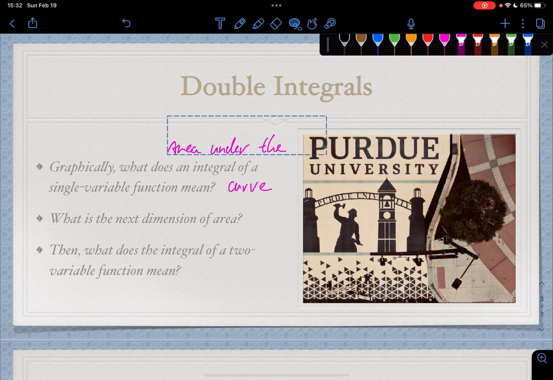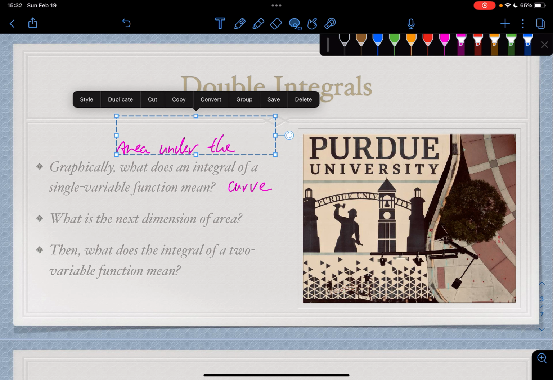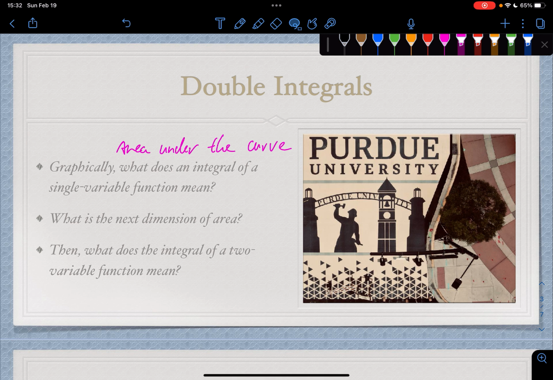Area is a two-dimensional object. So what is next? What if I add another dimension of length to area? What do I get? If you have area times a length, you can think of it as a height, we probably get a volume. So then what does the integral of a two-variable function mean?